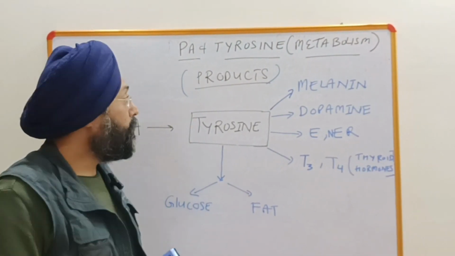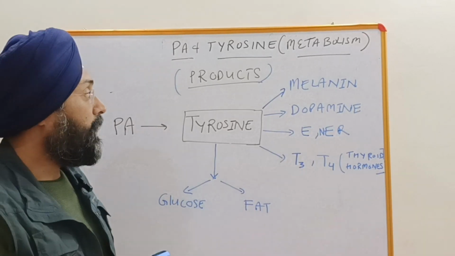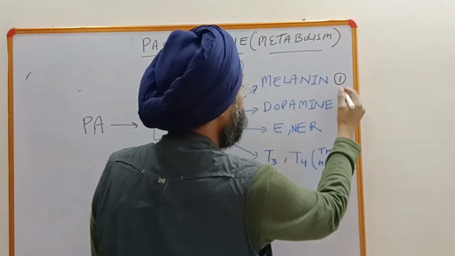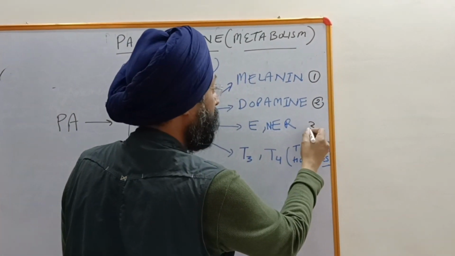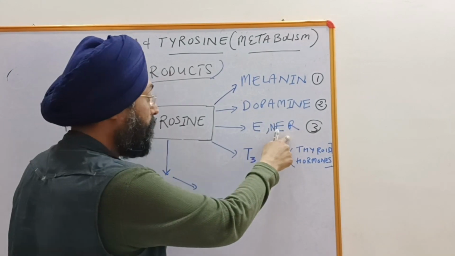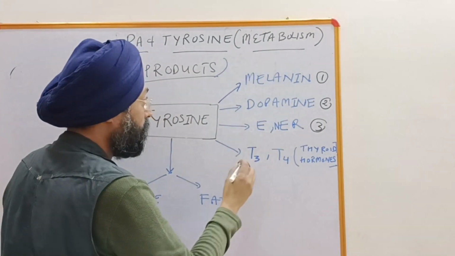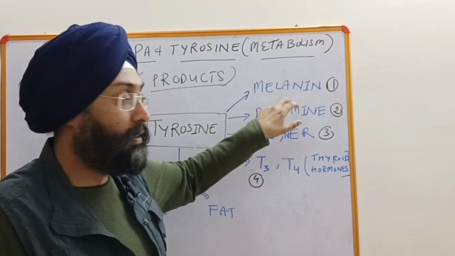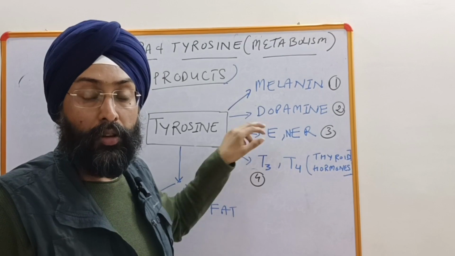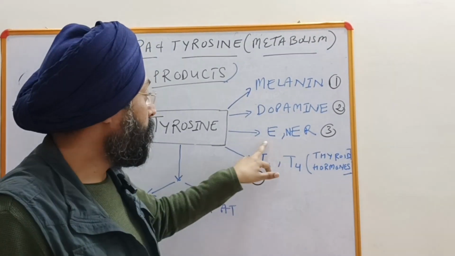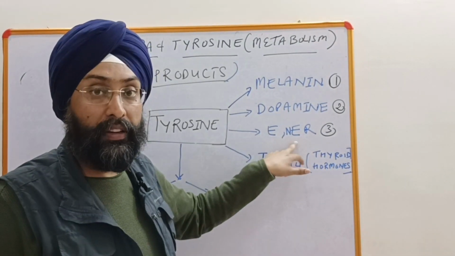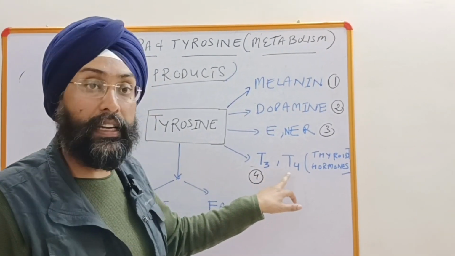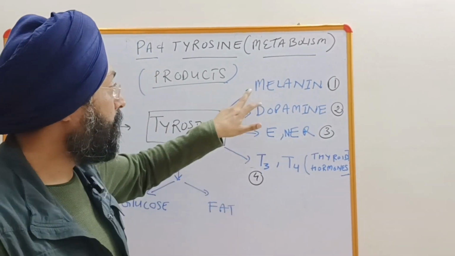Now, in today's video, we are going to discuss the products in detail, and there are basically four products that are synthesized. First is melanin, second is dopamine, third are catecholamines, that is epinephrine and norepinephrine, and the fourth are thyroid hormones. The first product, melanin, is a skin pigment. The second, dopamine, is a neurotransmitter. The third product is epinephrine and norepinephrine, the catecholamines. And the fourth product are thyroid hormones, that is T3 and T4. Now we will start with melanin first.